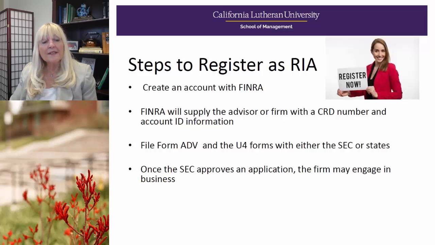Now, once you register and get your Series 65, you create an account with FINRA. You're going to get an identification number. You're going to file your Form ADV and your form that talks about your outside business activities. That's like your U4 forms. If you're already a practitioner, those are familiar to you. And then once your application is approved, the firm may engage in business.